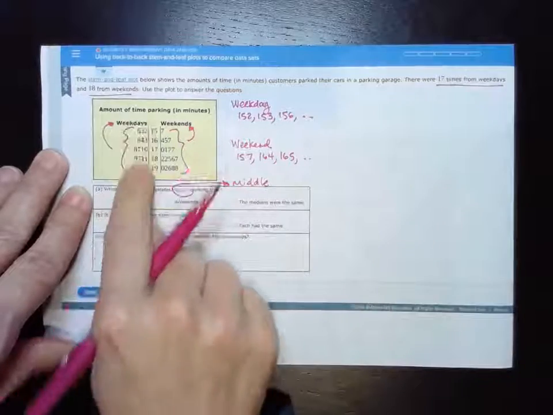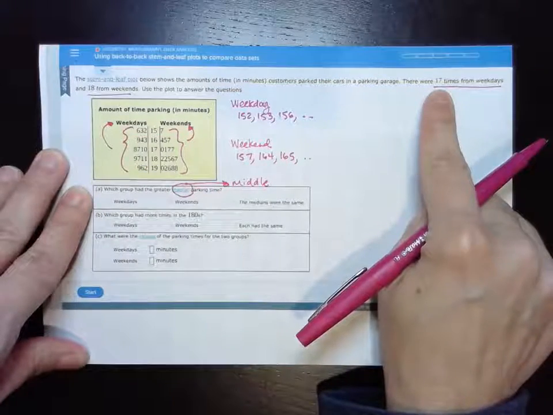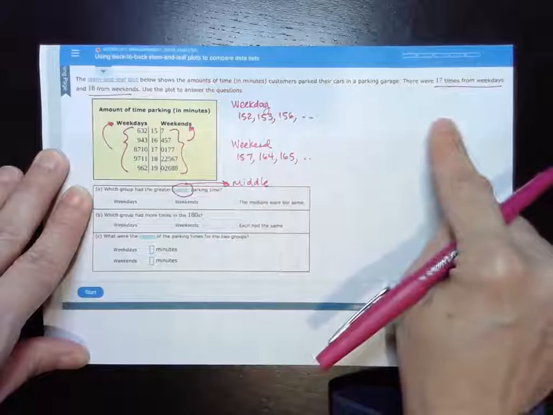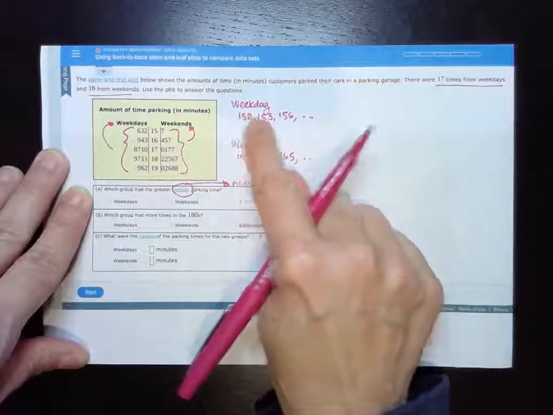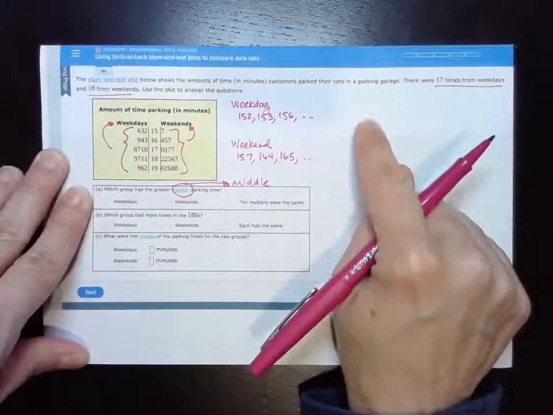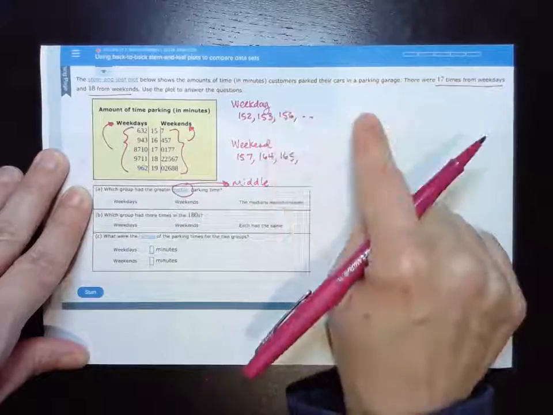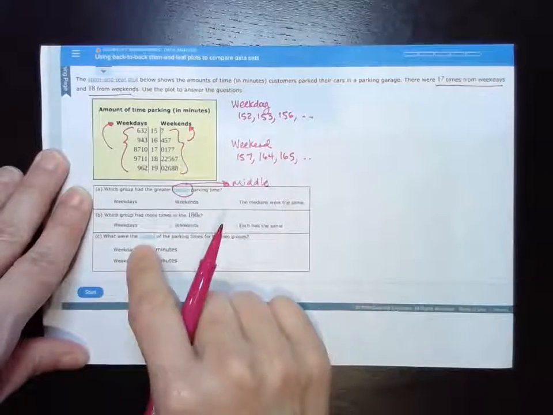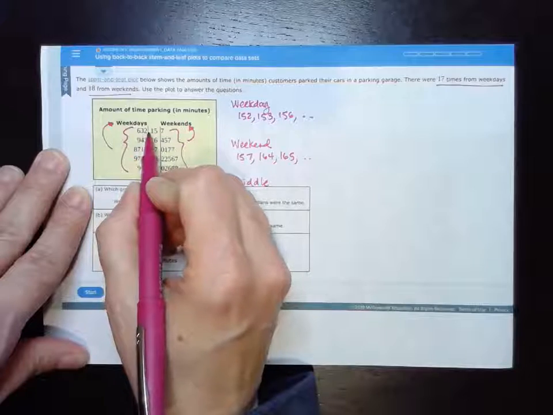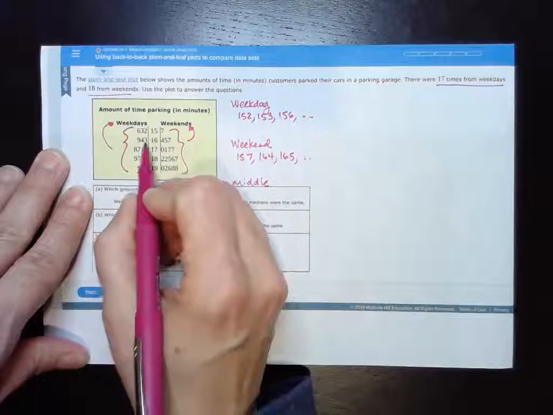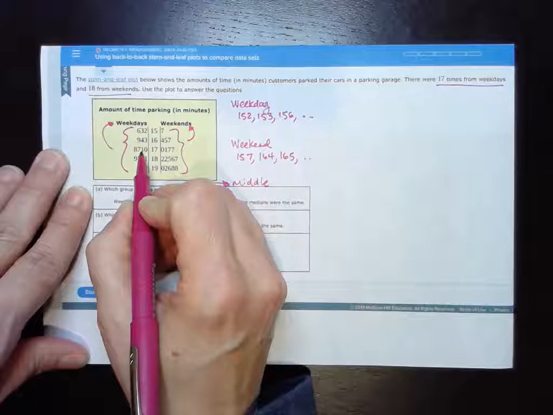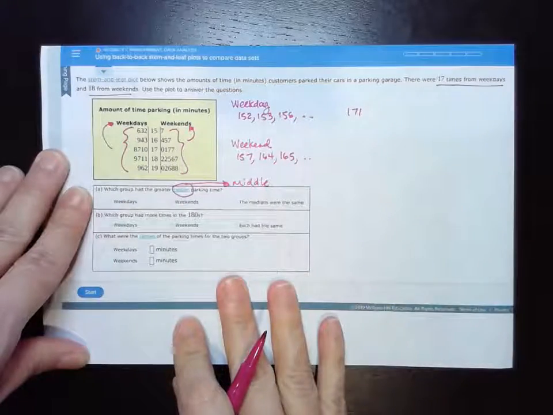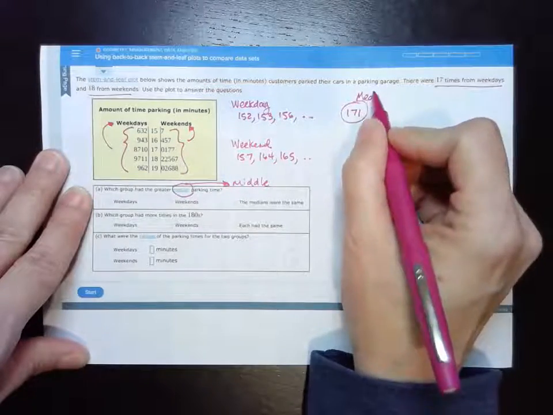So on the weekdays, since it's 17, we could easily find the middle. If you had 17 numbers lined out, the first 8 and the last 8, there would be 1 in the middle, because there would be 8 here, 8 here. That would be 16, and then the 1 in the middle would count up for this 17. So the 9th number is going to be the middle. So the first number is 152, the second number 153, 154, that's the third, 5, 6, 7, 8, 9. So the 9th number would be 171. Okay, so that is the median for weekday.